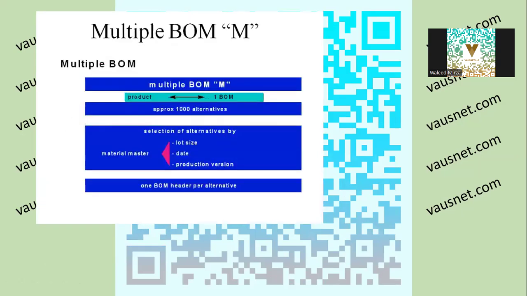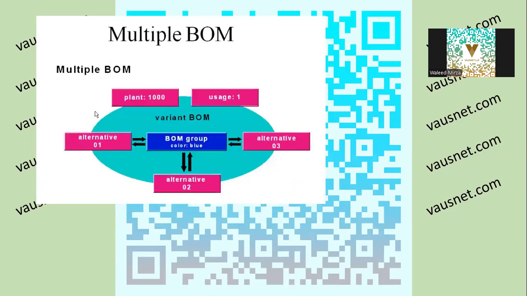Multiple BOM will have variants on one side or maybe 2 sides, but it can be changed. So multiple BOM will have variants of the same material type. Again, alternatives 1, 2, 3 will be grouped in a BOM. Like alternative 1 is enamel, oil paint, industrial paint. Those alternatives will be grouped in a BOM group.